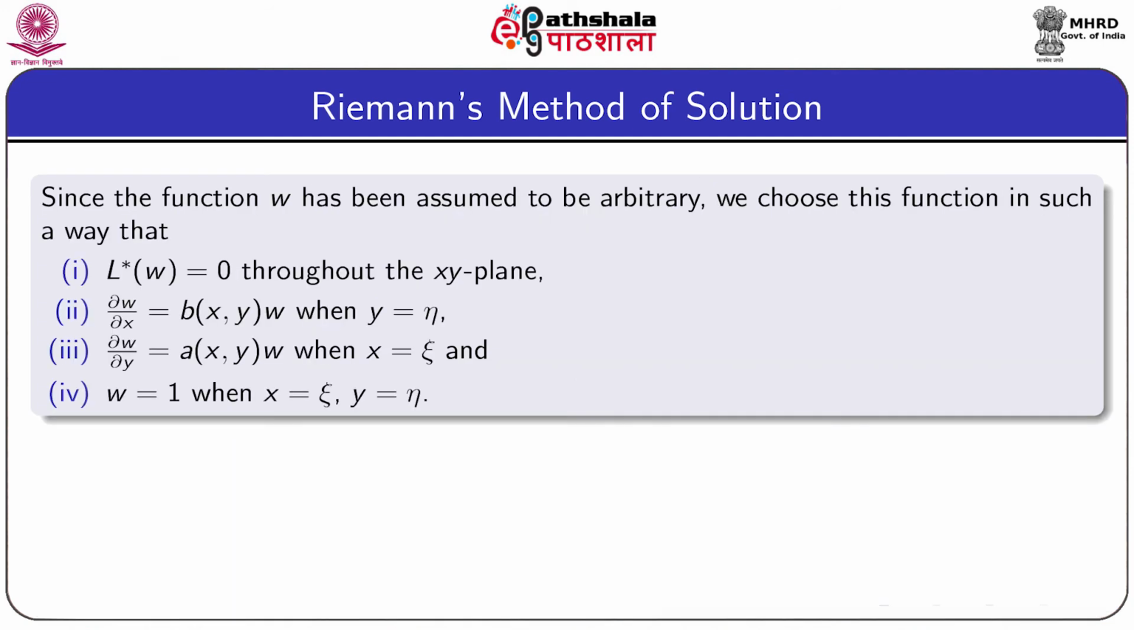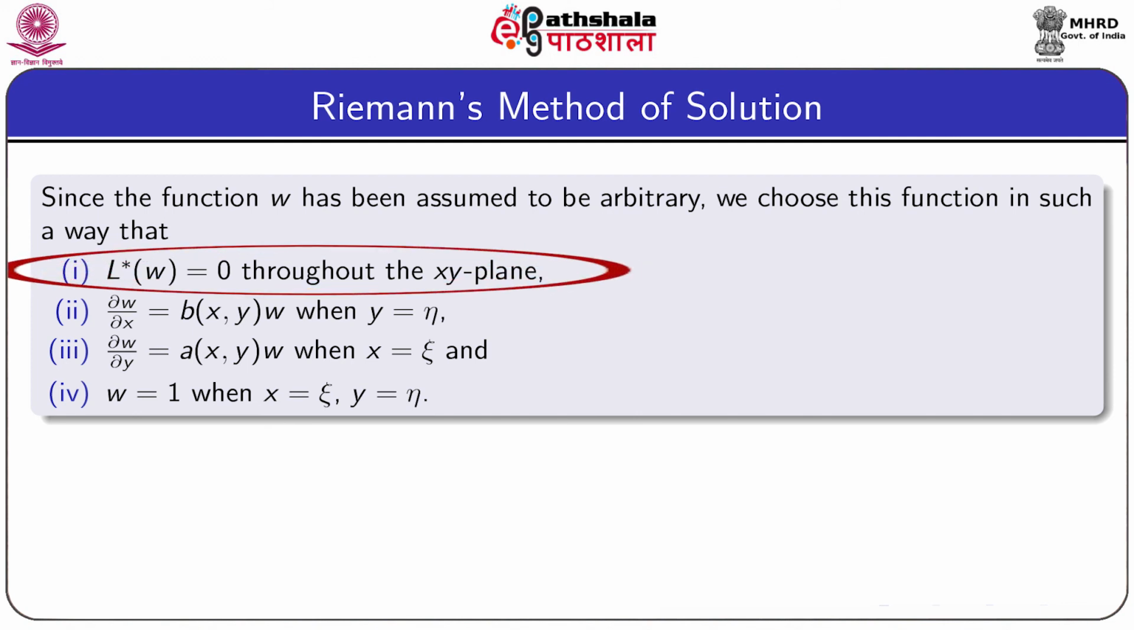Now, in this discussion you can notice that the function w is arbitrary. We did not assume any form of w. So, now we want to choose w in such a way that it satisfies these 4 conditions.